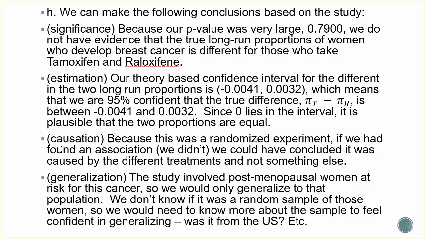but we don't have any evidence that they are different. Causation. So this was a randomized experiment. So if we had found an association, we didn't, we could have concluded it was caused by the different treatments and not something else. And then generalization, the study involved postmenopausal women at risk for this cancer, so we would only generalize to that population. It didn't tell us if it was a random sample. If it were a random sample, that would give us the ability to generalize.